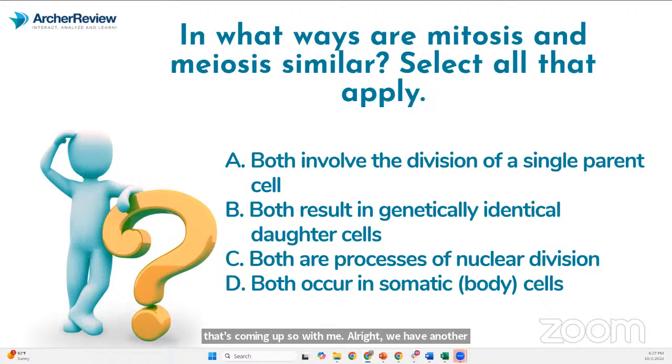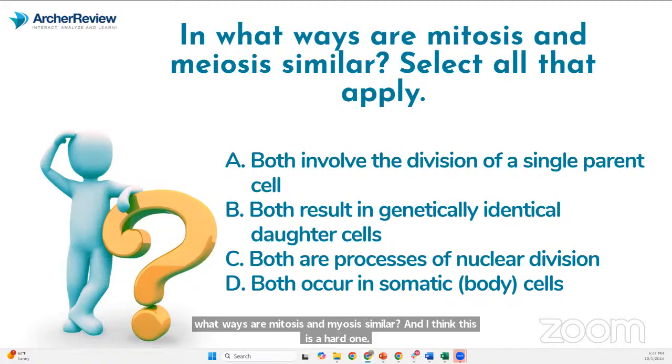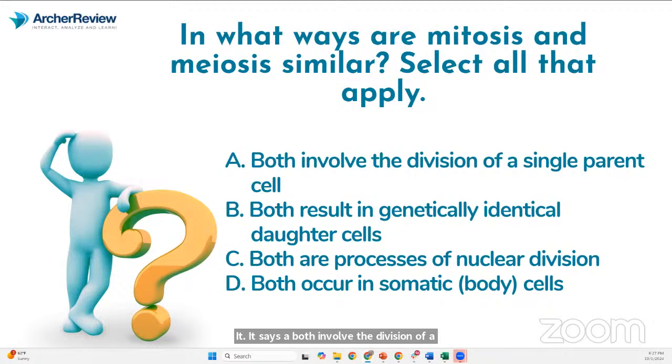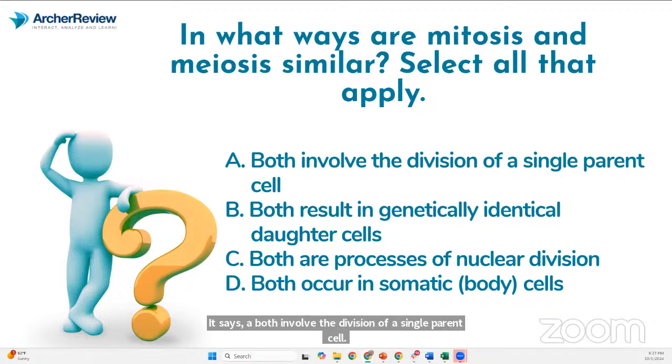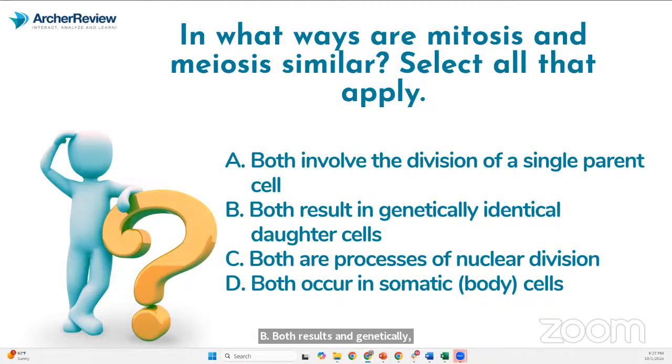All right, we have another question, and this one's a select all that apply. So in what ways are mitosis and meiosis similar? And I think this is a hard one. It says A, both involve the division of a single parent cell. B, both result in genetically identical daughter cells. C, both are processes of nuclear division. Or D, both occur in somatic body cells. You've got 45 seconds.